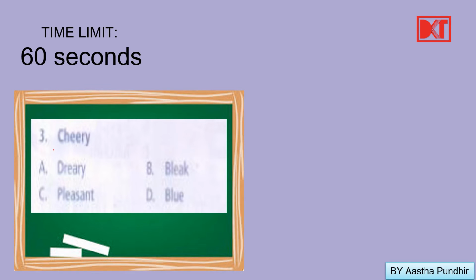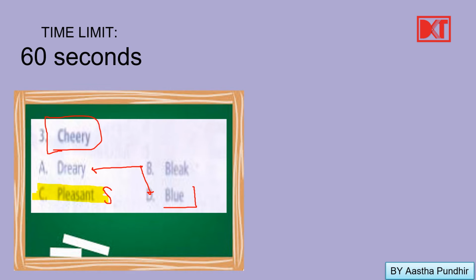Now the word is cheery. Cheery, the options are A, dreary, B, bleak, C, pleasant, D, blue. Here the correct answer is C, pleasant. Alright, now the other options. Now pleasant is a synonym. Okay, the other options, dreary, bleak, blue, these are synonyms of each other. They usually refer to a sad situation. Okay, sad and weak and depressive situation.